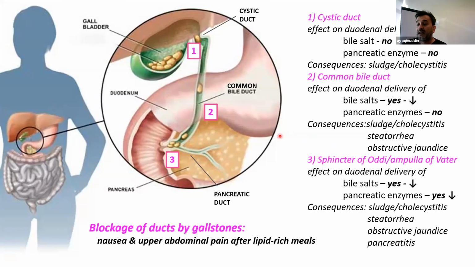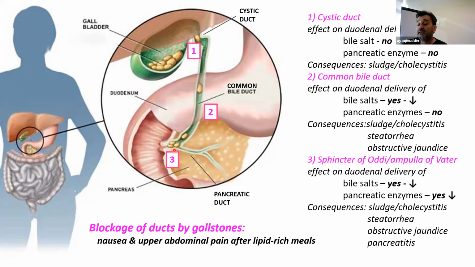Now, there could be a consequence where the stones can obstruct the sphincter of Oddi. If the stones obstruct the sphincter of Oddi, then you have two problems. One, the bile is not going to go into the duodenum. The other thing is that the pancreatic duct is also coming from here, and the pancreatic enzymes cannot go into the duodenum. So again, you would have steatorrhea because you cannot absorb the fat. You would have obstructive jaundice because the bilirubin levels will go up.